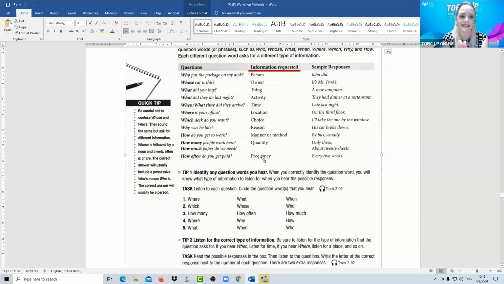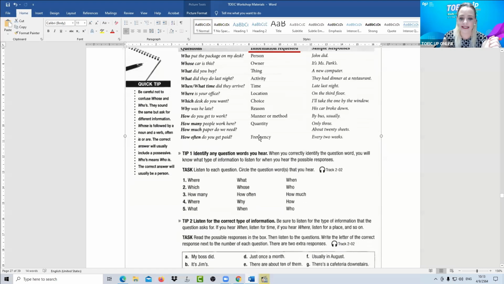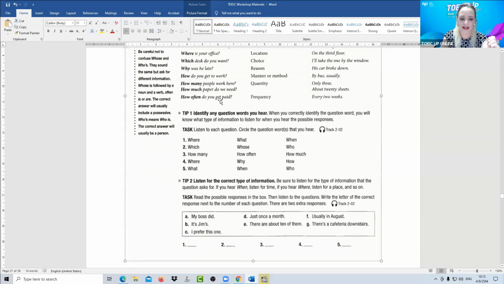So remember, with frequency, always, often, seldom, never, sometimes. Also, once a week, twice a week, 3 times a week, once a year, every so often, every summer. These are all frequency phrases that you would have to listen for. Okay, so frequency words that you can listen for.